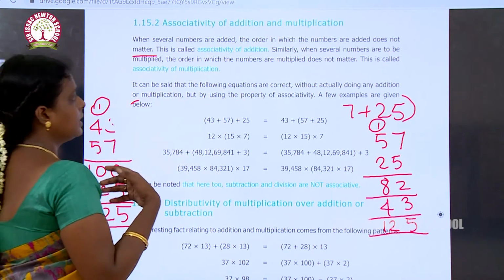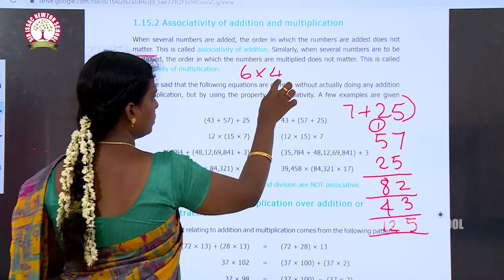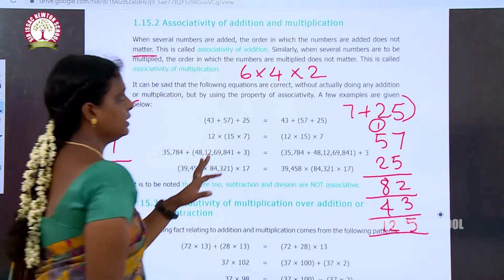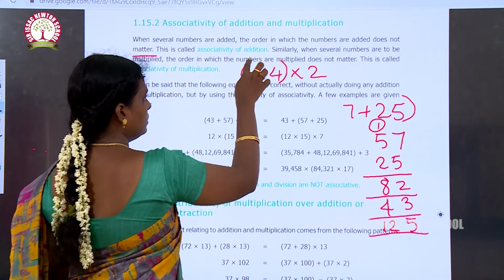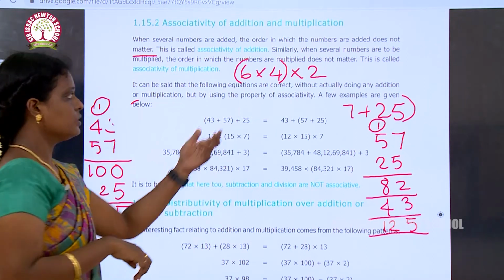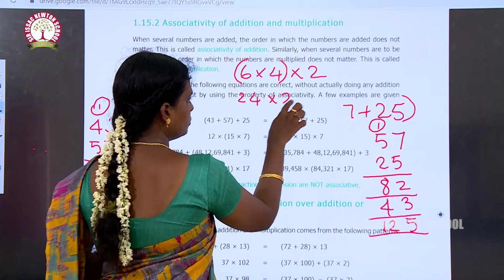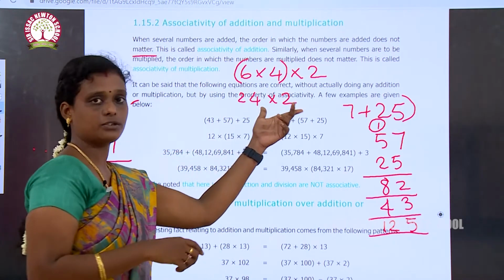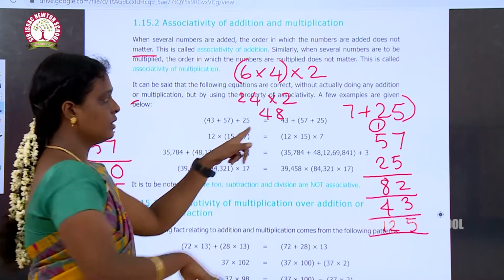Same for multiplication also. So, 6 into 4 into 2. Okay. This is the question I am going to take now. So, I am going to split this into one part and then into 2. So, 6 4s are 24 into 2. So, 24 into 2 is 48. So, the answer for this one is 48.